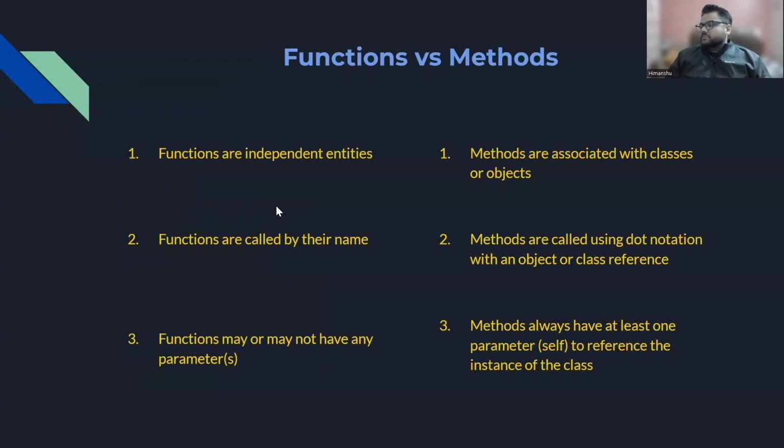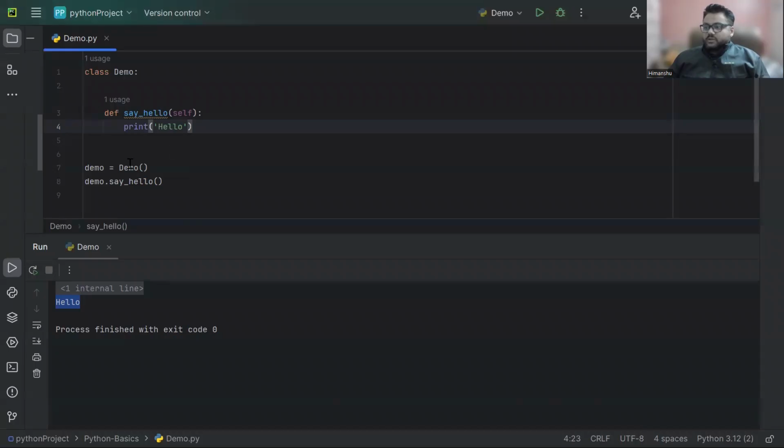Now, I have written down some differences which we already discussed, so let's read them out. Difference between functions and methods. First point, functions are independent entities, but methods are associated with classes or objects, right? Like we saw here, methods are part of the class and objects can call them. Functions are called by their names, but methods are called using dot notation, right? We called it using a dot and then called that method out.